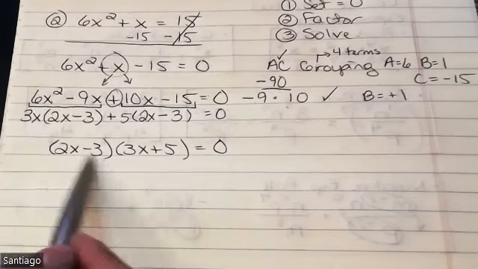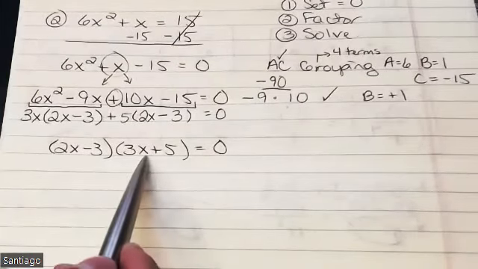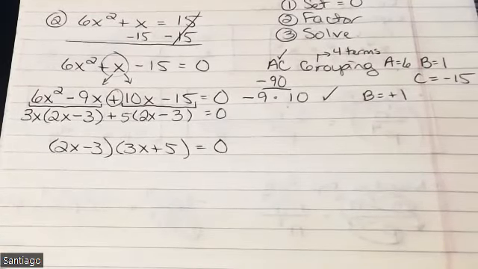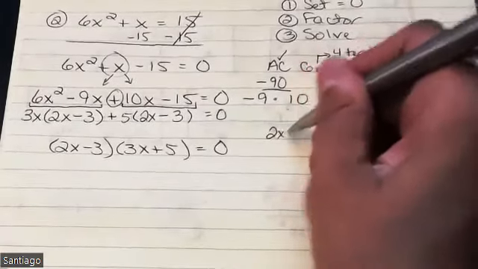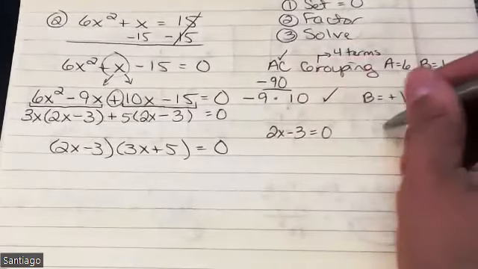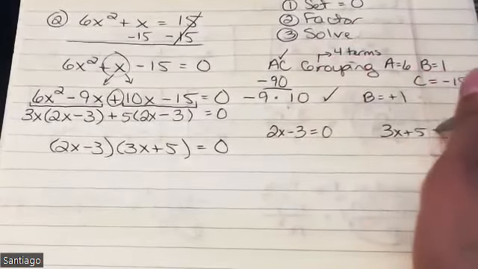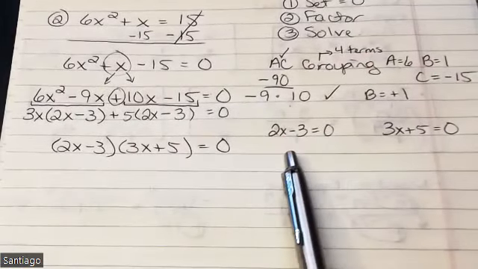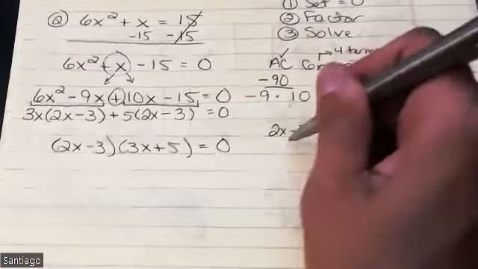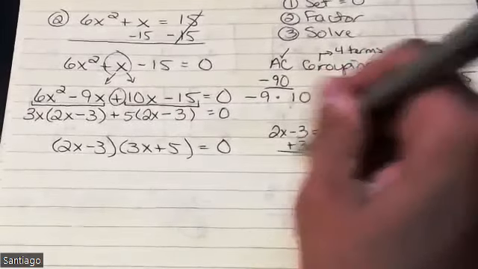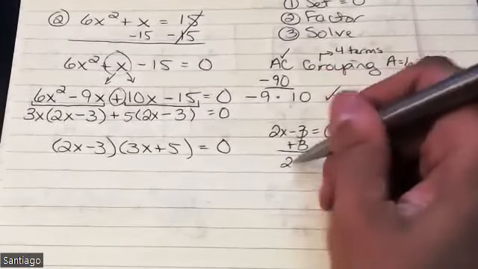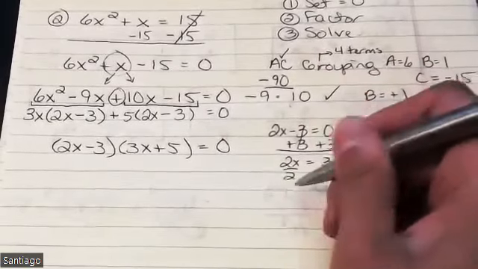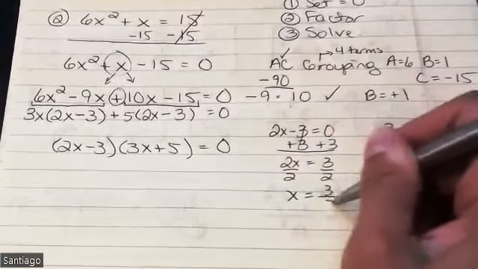You're going to take each factor containing a variable and set it equal to 0 and solve. So we have 2x minus 3 equals 0, and we have 3x plus 5 is equal to 0. We're going to go ahead and solve this first equation. You're going to add the 3. So we have 2x is equal to 3, and then we're going to divide by 2. So we find that x is equal to 3 over 2.